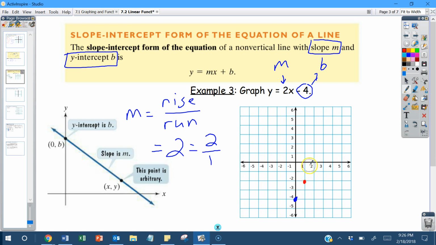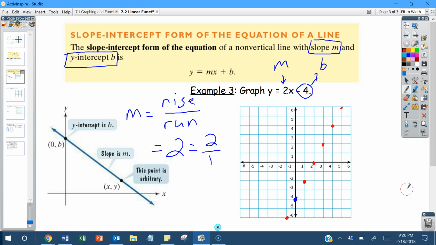And from this point, I can go up 2 and to the right 1, and that point's on the line. And so on. I can keep doing this until I run out of paper. And even then, I could probably keep doing that if I wanted to. But there's also a point down here that follows the same sort of pattern. And now I have a line.